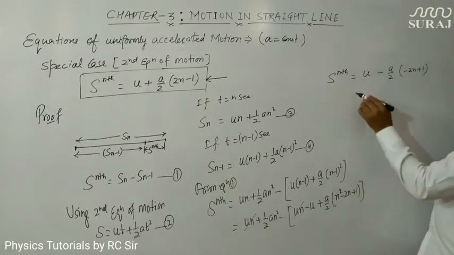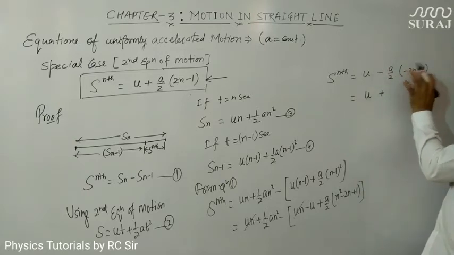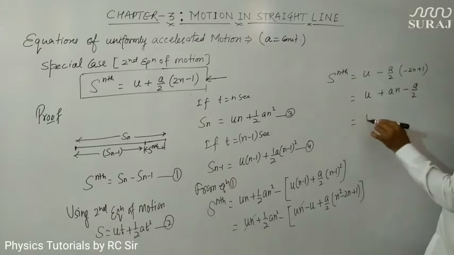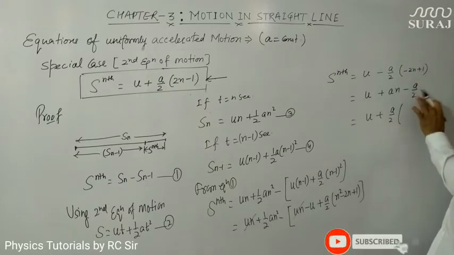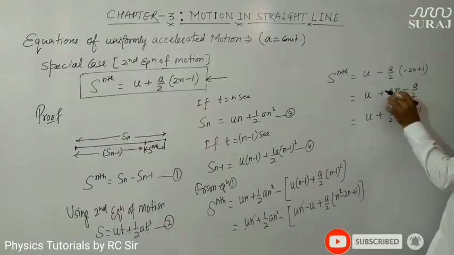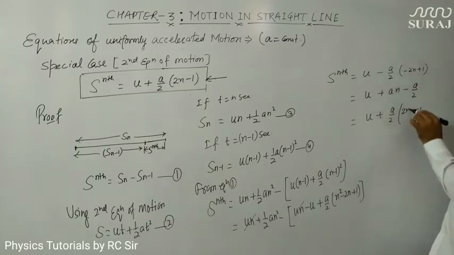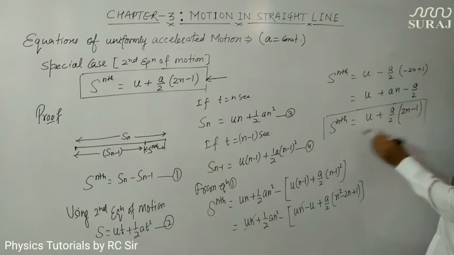Now I can write it as u, minus and minus becomes plus, and the 2 is cancelled out by these two, so it will be an, minus a by 2. If I take a by 2 common from here, this is a by 2 times minus 1; here it is not a by 2, so I can multiply by 2 and divide by 2, so it will be 2n minus 1. So this is how we can derive the special case of the second equation.